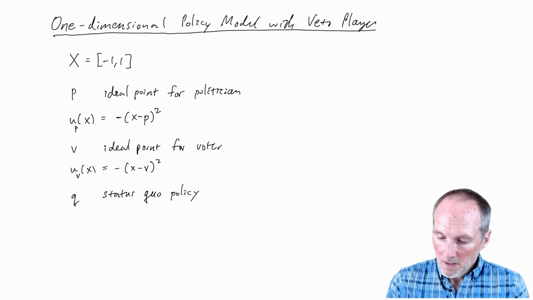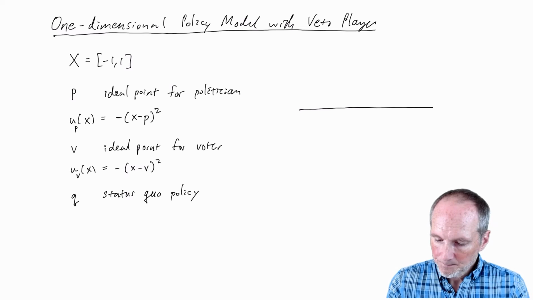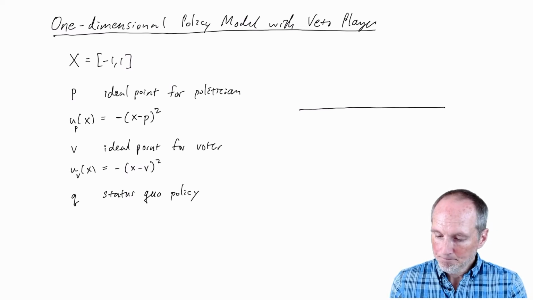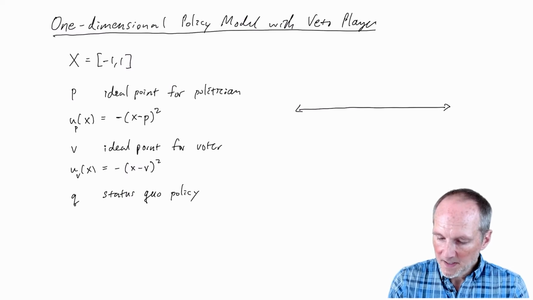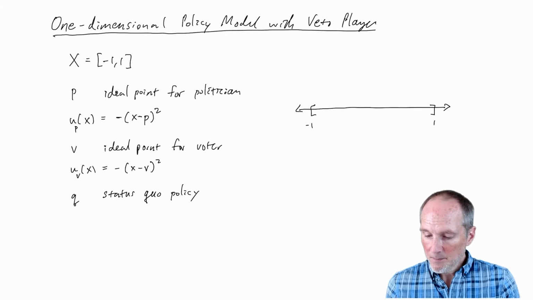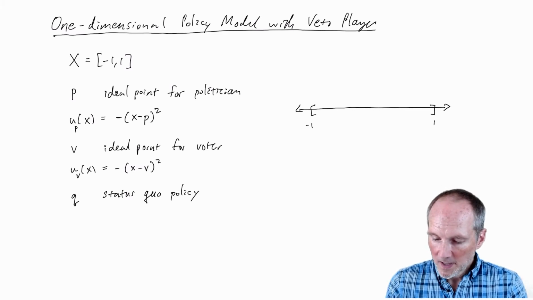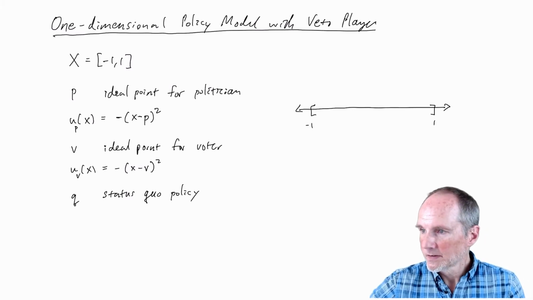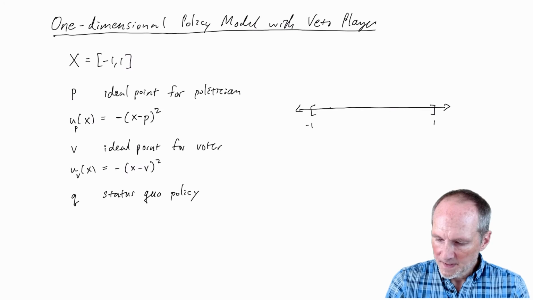Let me put the policy space on this real line. And, well, where do I put these guys? Let me just see how I want to do this. All right. We'll put the status quo over here and the voter here.